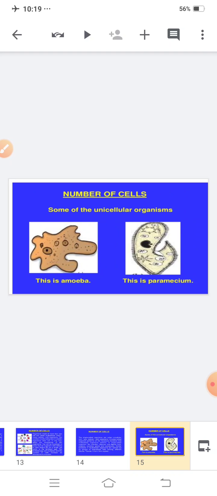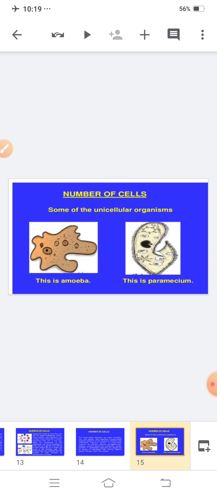And who discovered cells? Robert Hooke. In which year? In 1665. Is this clear to you? What is the example of unicellular? It is amoeba and paramecium.